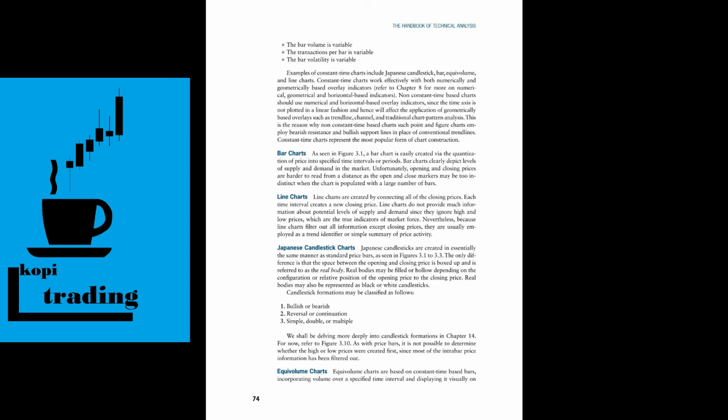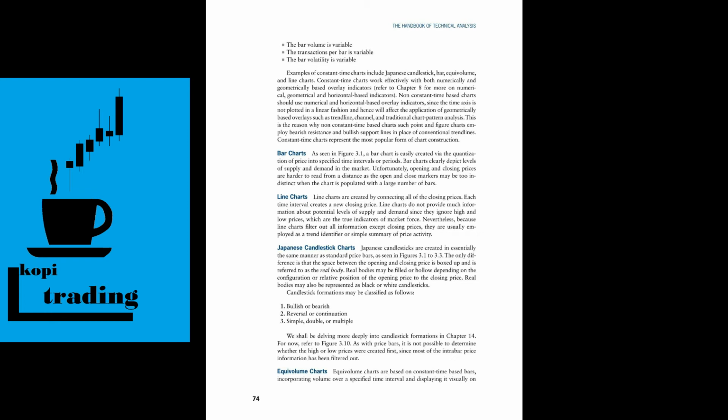Candlestick formations may be classified as follows. 1. Bullish or bearish. 2. Reversal or continuation. 3. Simple, double, or multiple. We shall be delving more deeply into candlestick formations in Chapter 14. For now, refer to Figure 3.10. As with price bars, it is not possible to determine whether the high or low prices were created first, since most of the interbar price information has been filtered out.